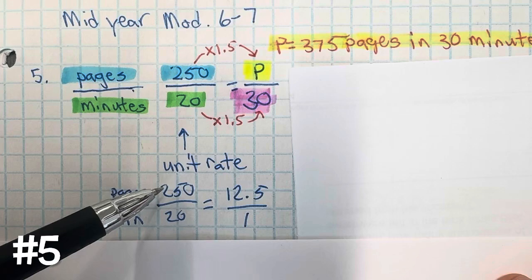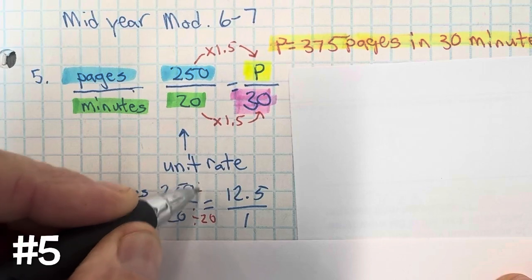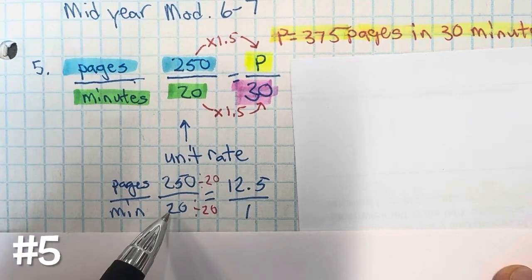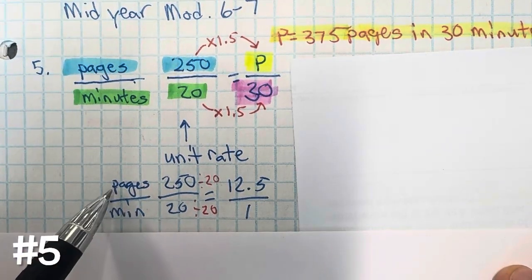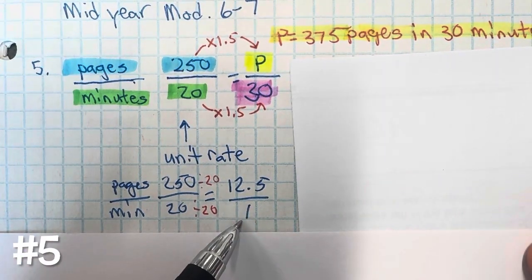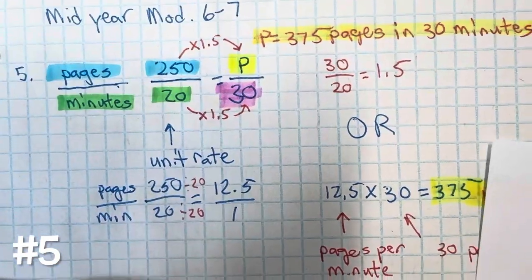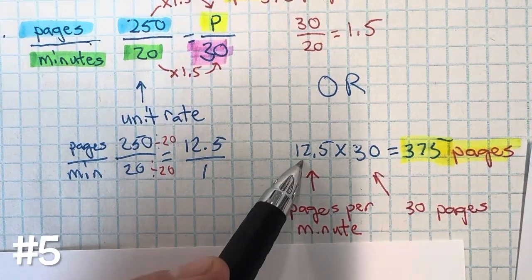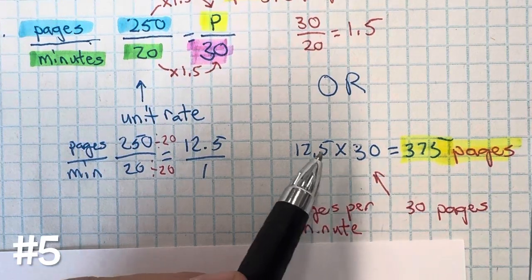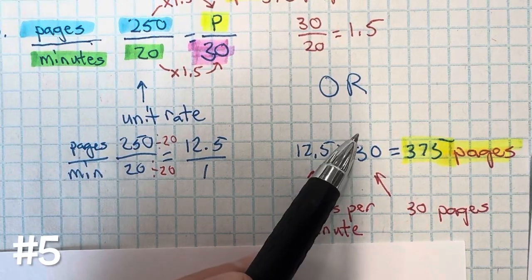in 1 minute. So if we divide both of these by 20, a giant one of 20s, 250 divided by 20 is 12.5. 20 divided by 20 is 1. So that gives us 12 and a half pages per minute. So that's for 1 minute, and we need it for 30 minutes. So then we would just do the number of pages per minute, the unit rate, multiplied by 30, which would give us 375.